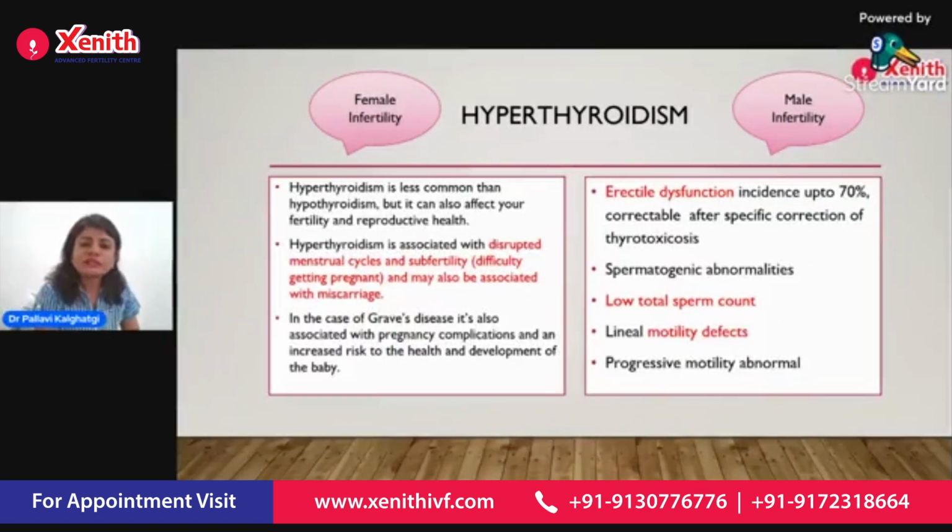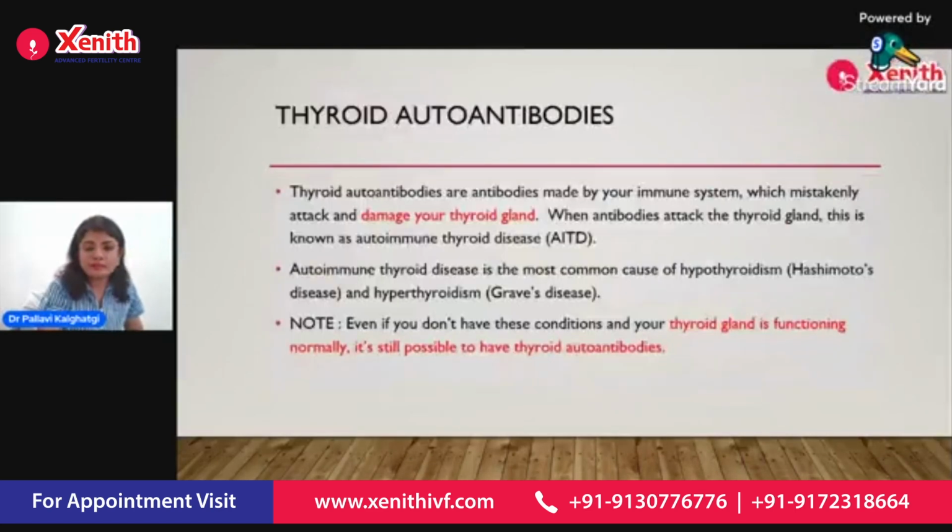Again, talking about female fertility, the reasons pretty much remain the same. It affects the menstrual cycle. It is associated with more miscarriages, and hyperthyroid is associated with more miscarriages than hypothyroid. And in male fertility, again, there is erectile dysfunction, and the motility and the sperm count is primarily hampered. Again, they're all reversible. The moment you have taken the necessary treatment to get a normal thyroid value, the symptoms also come back to normal.